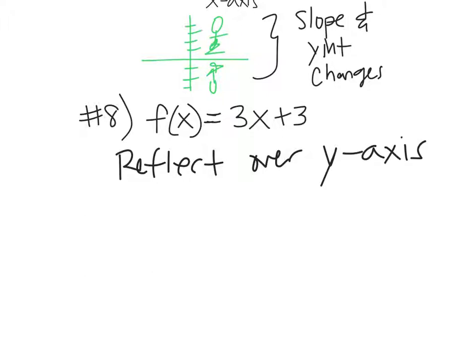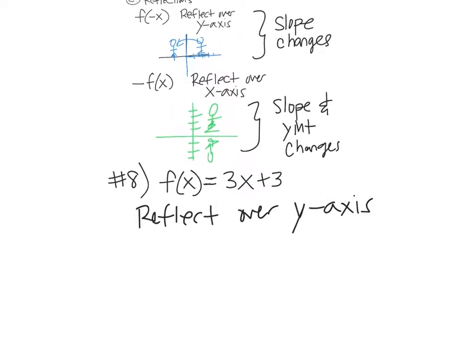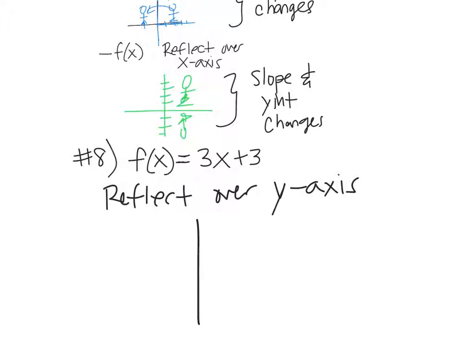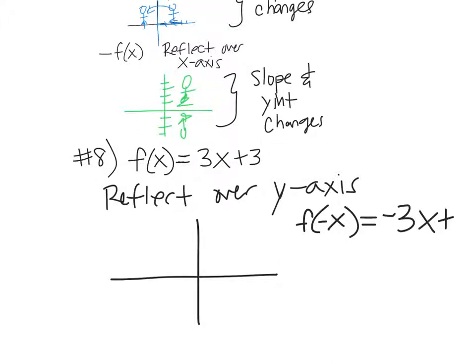Can you move it up a little bit? Thank you. Okay, so here we go. If I'm going to reflect this over the y-axis, that means that I'm changing all of my x's from positive to negative, or from negative to positive. So only the x gets changed. So I'm doing this, f of negative x. So it would be negative 3x plus 3.